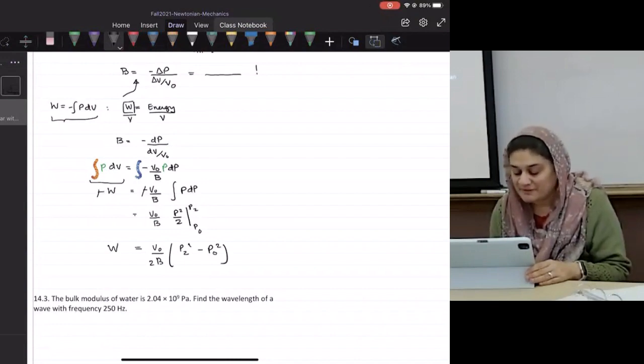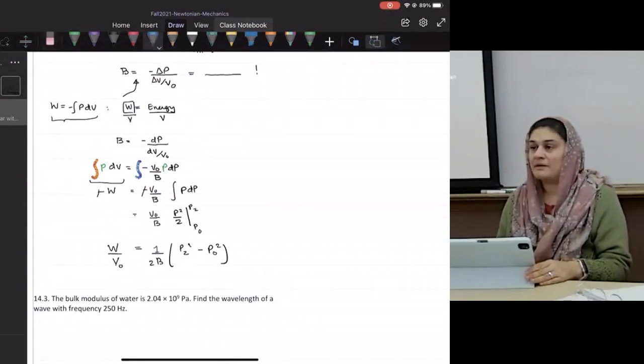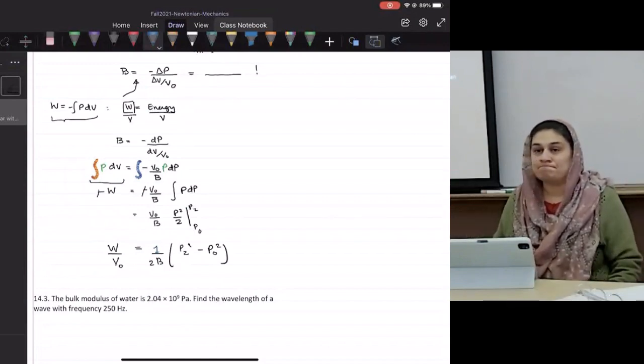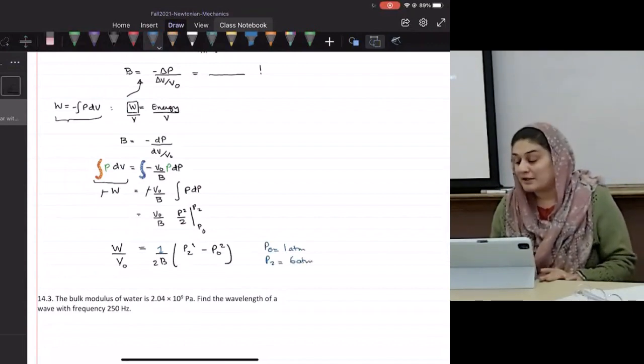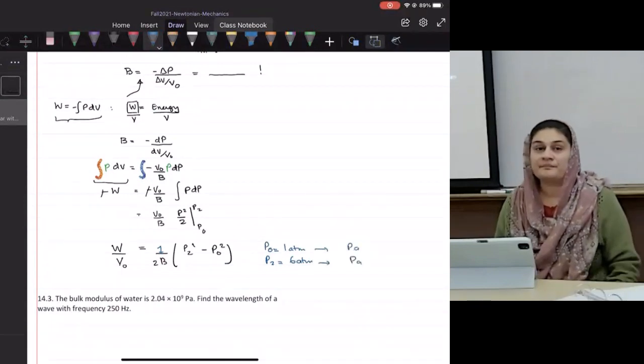Okay, can I move this V0 on this side? Yes? And then it's just plug and chug. Do we have B? Do we have P2? Do we have P0, right? P0 was 1 atm. P2 was 6 atm. Plug those values. Oh, convert them to Pascals and then plug them in. Woohoo.